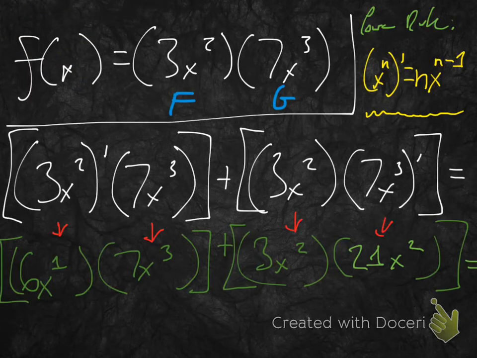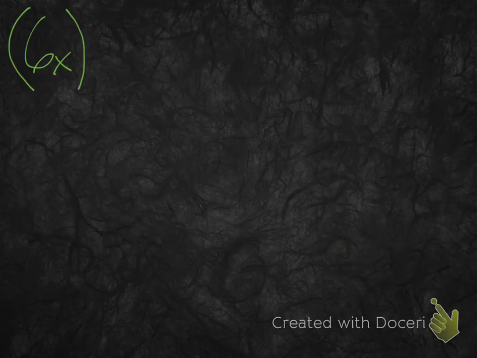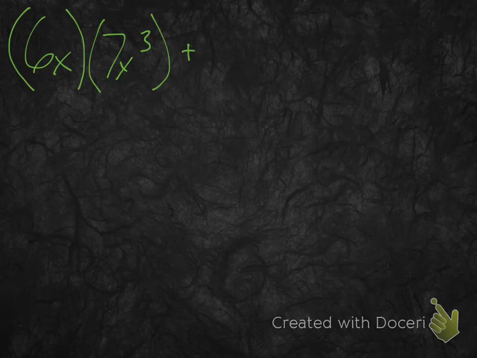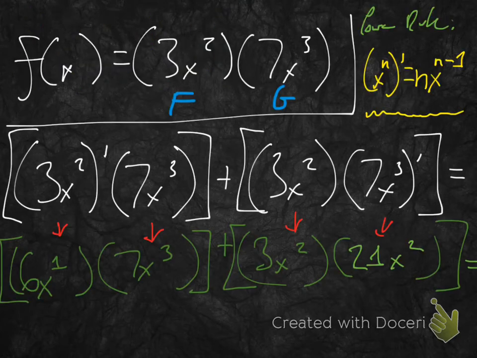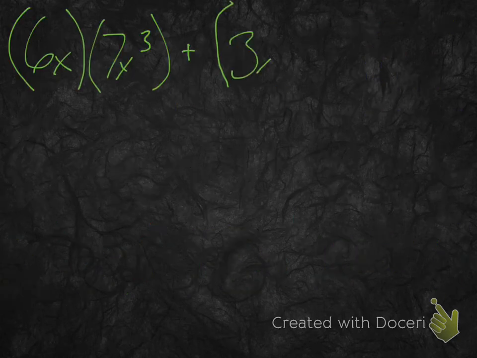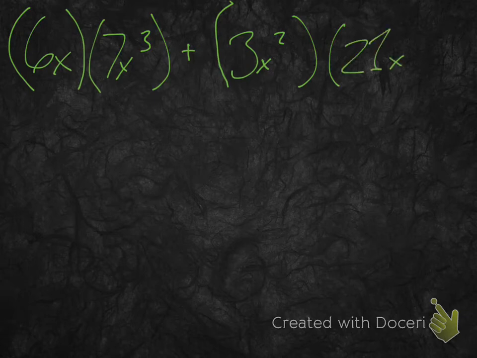6x multiplied by 7x cubed, added to, well, maybe if I can draw parentheses, okay, added to 3x squared times 21x squared. Yikes, these are some pretty big numbers, right?